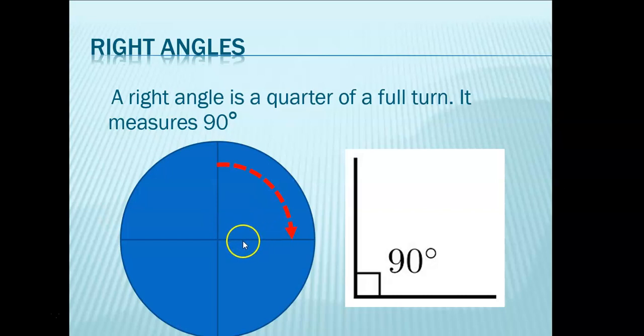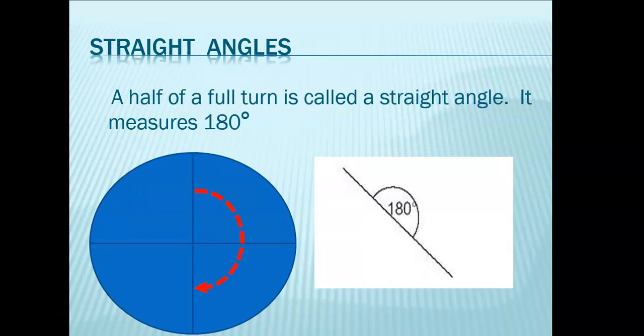If I move from this line here down to this line here, I've turned another 90 degrees or right angle. This line here to this one, another 90 degrees, and this one to this one, another 90 degrees. So that is what we call a right angle. And now we're going to look at a 180 degree turn or a half turn.